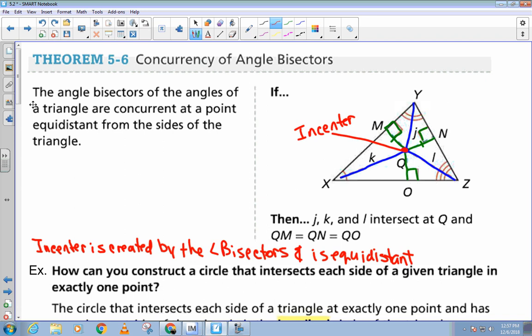Angle bisector is equidistant from the sides of the triangle. So you draw all 3 angle bisectors that should intersect at a point because they're concurrent lines. Okay, so all 3 angle bisectors intersect at a point. That point is called the incenter, and it is equidistant to the sides of the triangle. Okay.